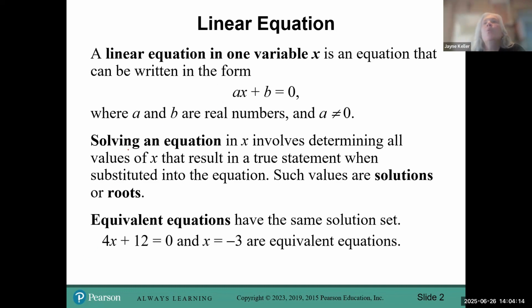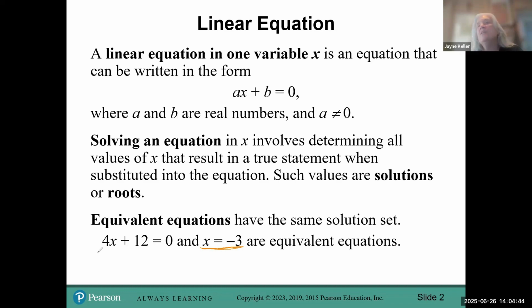So when we solve an equation, what we want to do is start with our more complex equation and continue to write equivalent equations that are in a simpler form until we get to the very simplest form of all, like this. This is still a linear equation. It has an x and it has a value. So this is the very simplest form. And this is what we're trying to get to. This is our end goal.